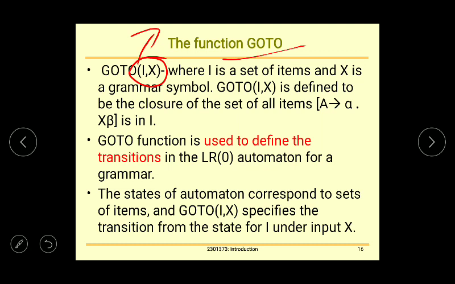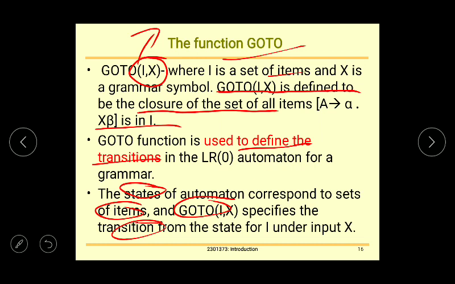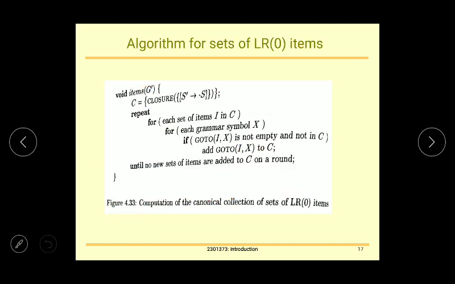So the function goto is helpful to define the transitions for the LR(0) automaton. Here I is the set of items and X is the grammar symbol. It is defined to be the closure of the set of all items A gives alpha dot X beta in I. Let us consider one example. Before that, the states of the automaton correspond to sets of items. State means items, and goto specifies the transition. So this is an algorithm for constructing LR(0) items.